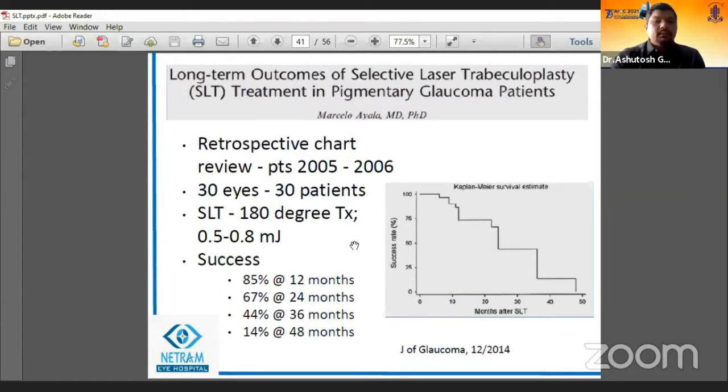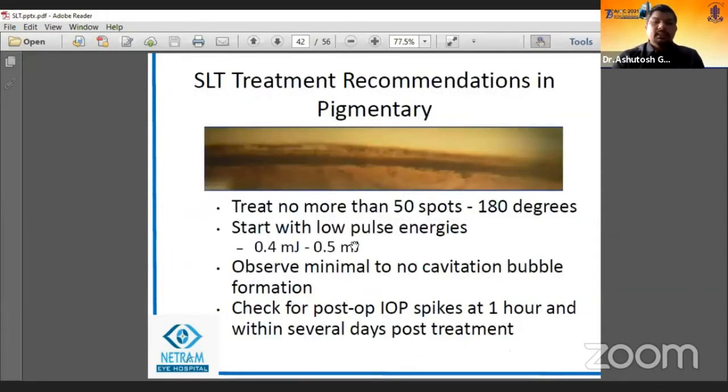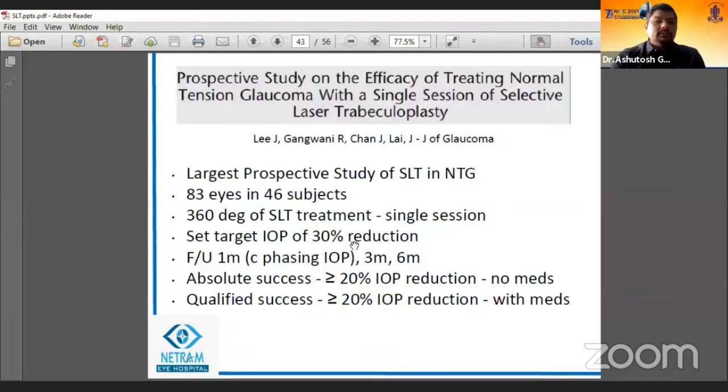Marcelo et al. also had a retrospective study on the success rate in pigmentary glaucomas for 180 degrees. The SLT power required was a little lesser due to the pigmentary TM, and the overall success rate as per the KM survival rate was better till 36 months. In pigmentary glaucomas, usually we have to keep the power less and the spots should be lesser in number compared to normal POAGs and OSTs.